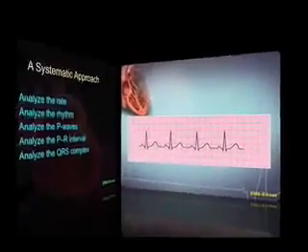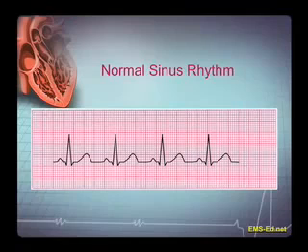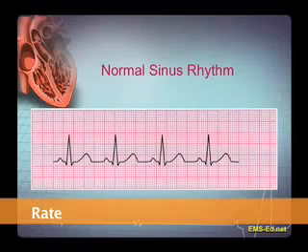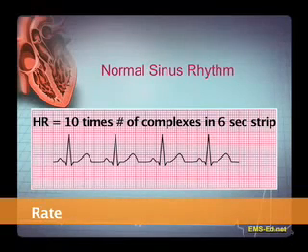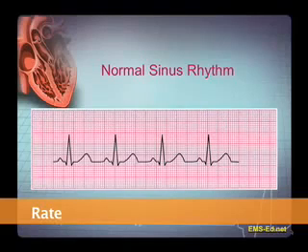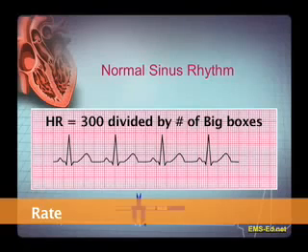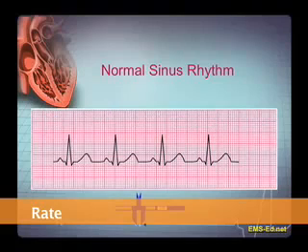So now let's jump in. Before we know what is abnormal, we need to know what is normal. Again, let's be systematic. First, what is the rate? Well, we could count the number of complexes in a 6-second strip, multiply by 10, and we'd have our heart rate. But this is not a 6-second strip. No problem. Count the number of big boxes between R waves, divide that number into 300, and that is the heart rate. Let's try it.